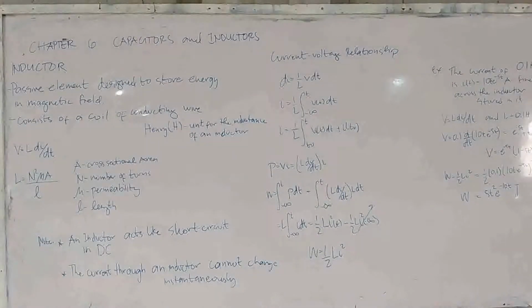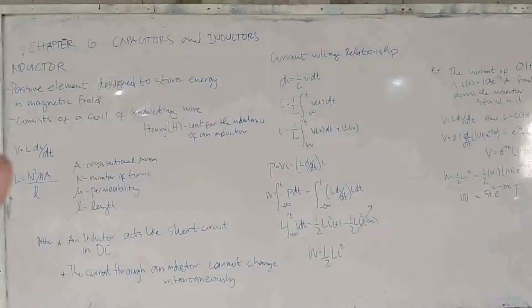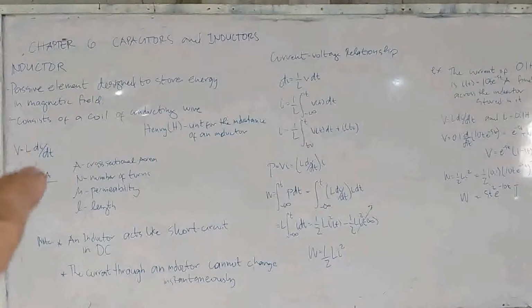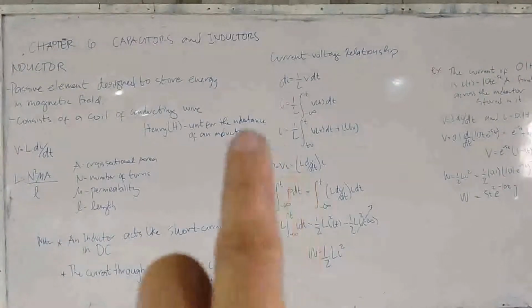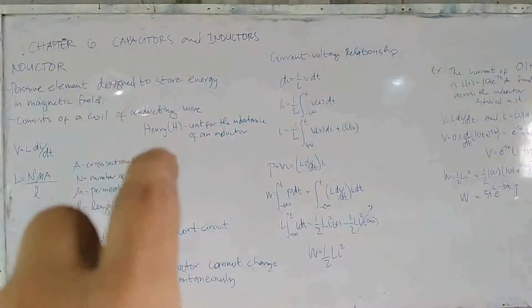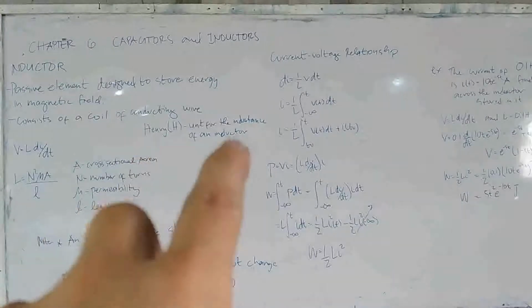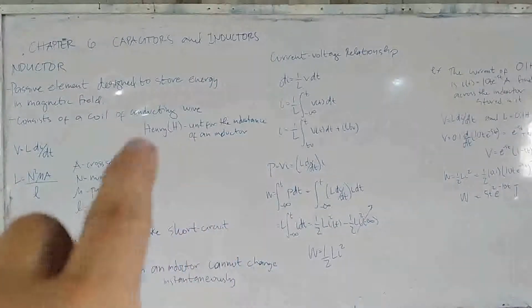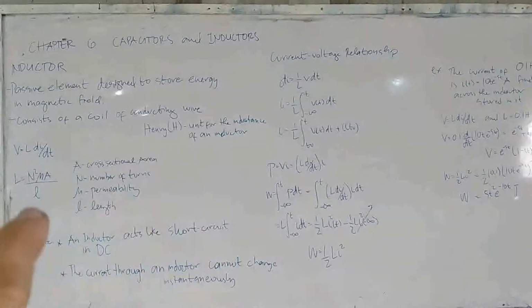For the inductor, we have the formula for the voltage of an inductor: L di over dt. In comparison with the capacitor, where the current is equal to C dV over dt, the voltage of an inductor is L di over dt. And the unit for the inductance of an inductor is the Henry.